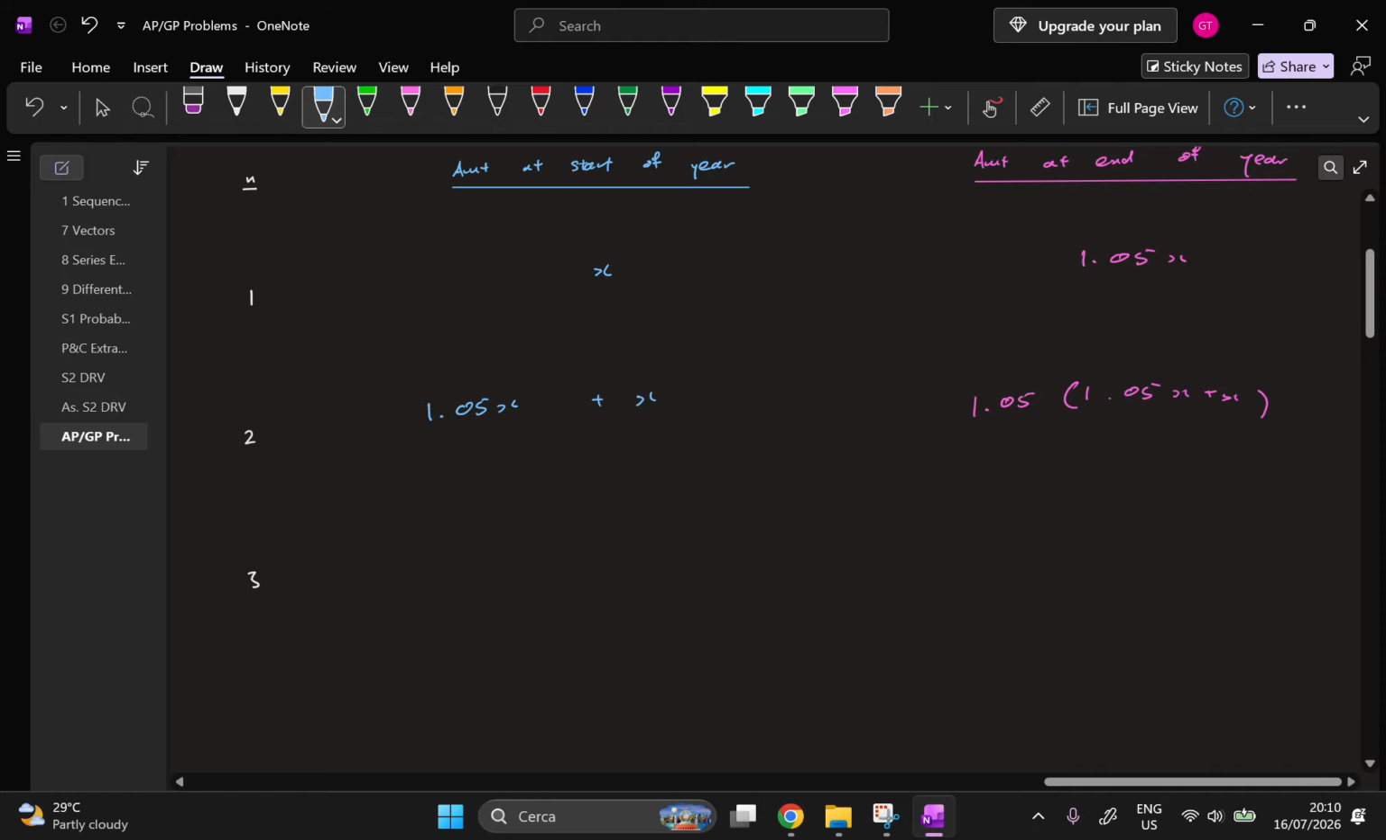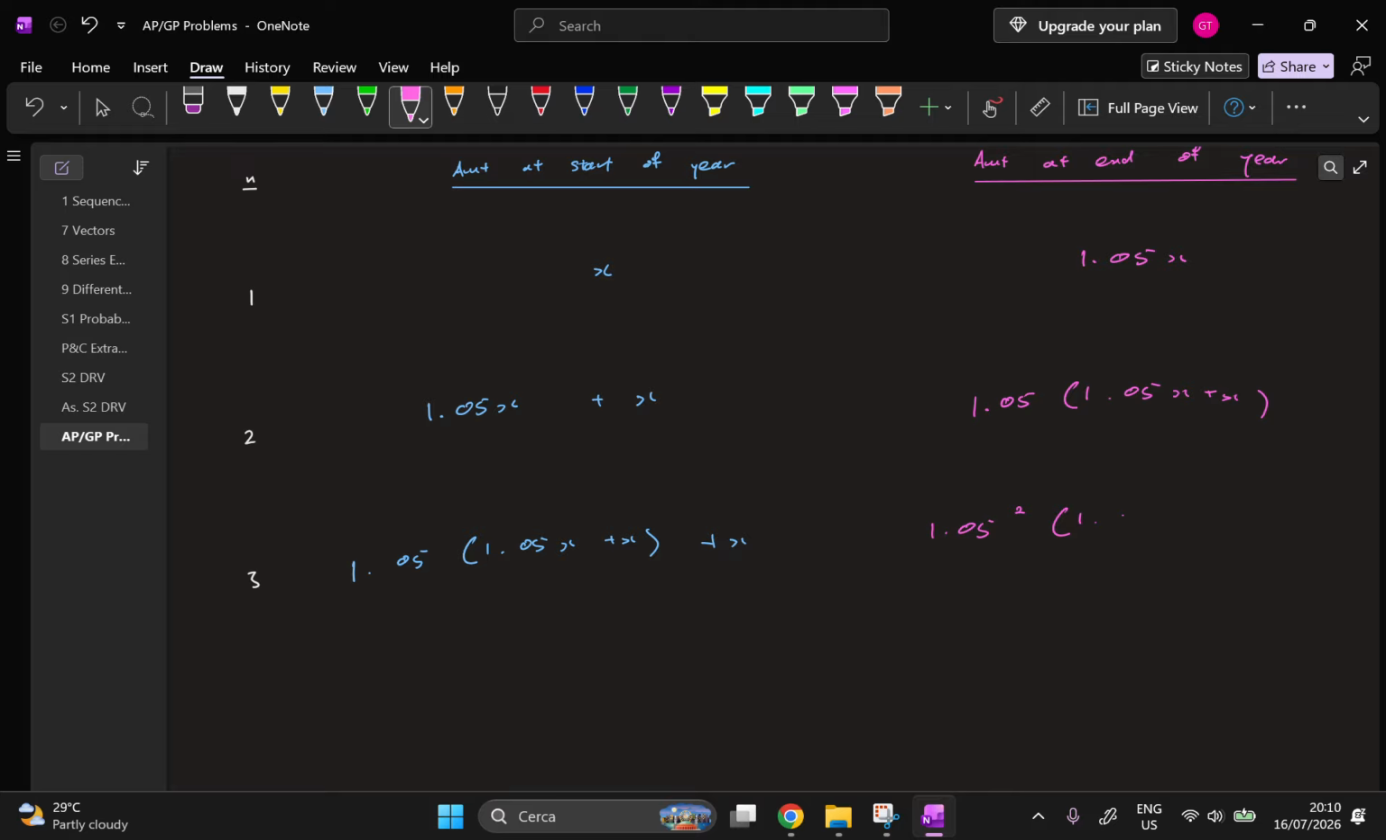Let us repeat this process for the third row. And then he says, okay, I will add another X. And then the bank will take this entire thing, and then multiplied by 1.05. I can also write this as 1.05 squared x. Let me tidy that up a bit. Plus 1.05x plus x.